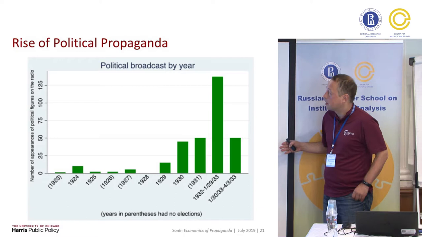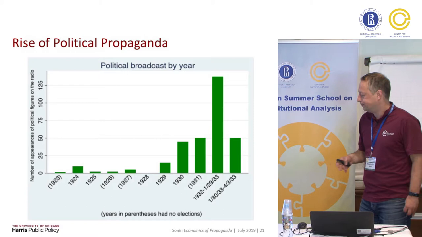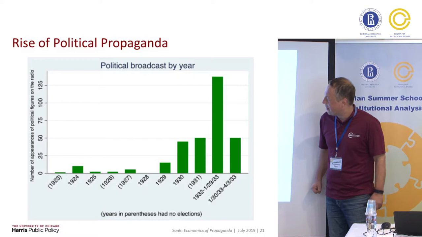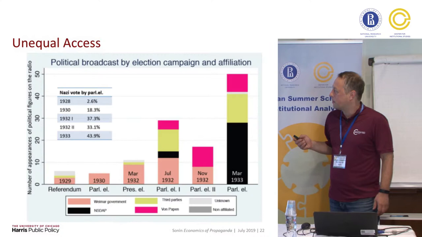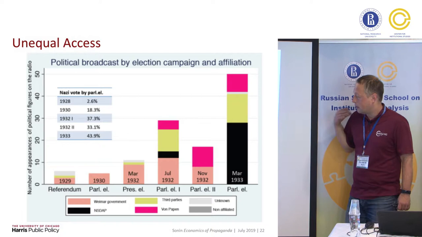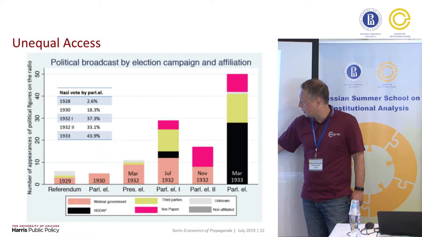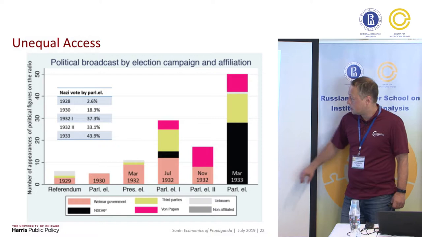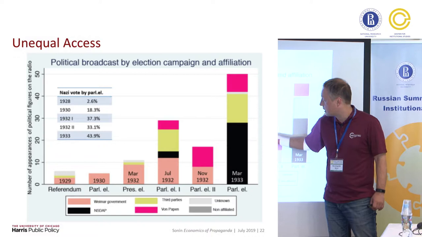Here is the illustration of the political broadcasts by year. This is a painstaking, very labor-heavy research. They basically marked all the programs, and you would see the amount of political broadcasts by year. Then you'll see a great change in the presence of political broadcasts, right? If you measure just political broadcasts by election campaigns and their affiliates, then you'll see the change between elections in late 32 and March 33. So this is the amount of Nazi propaganda, and this is the propaganda for all parties. So there was a huge change in the Nazi propaganda. Before that, they had access only once before elections.